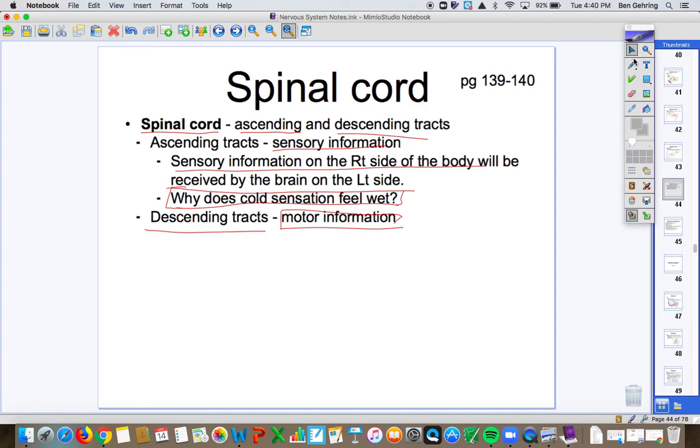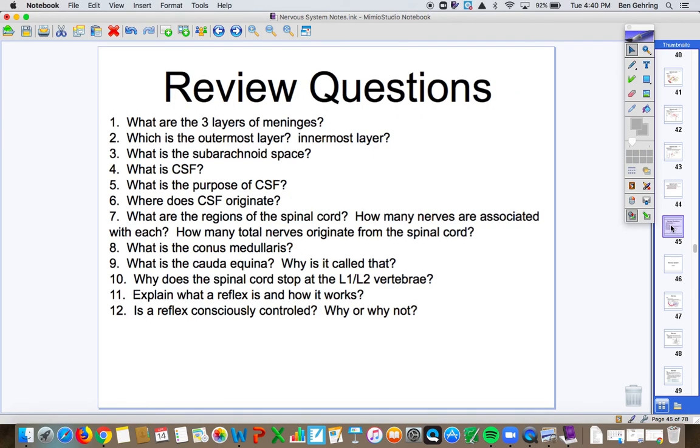Okay, this was your meninges and parts of the brain. I'll give you these review questions. If you would pause the video and answer them, and then make sure you have those ready to go. We'll continue this when you return to class.